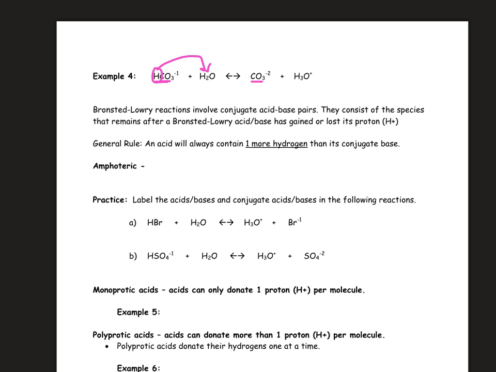So in this case, the HCO3 minus is donating. This would be your Bronsted-Lowry acid. And then the water is accepting to become H3O+. We're increasing the number of hydrogens. So that becomes your Bronsted-Lowry base.